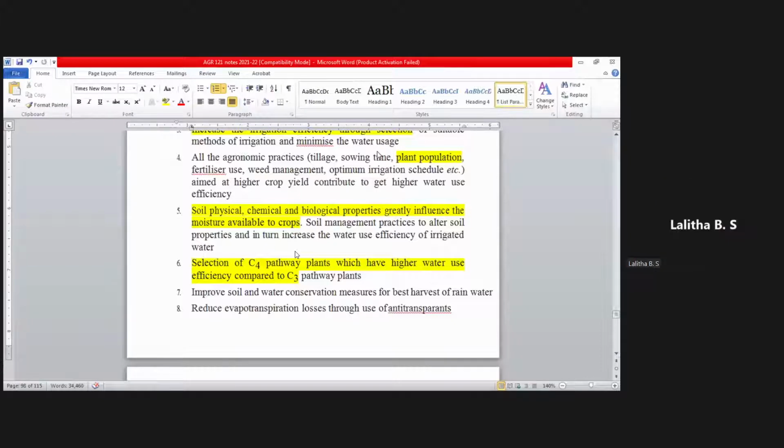So C3 pathway, again, the output efficiency is more in C4. You cannot compare rice with maize. Maize is going to give more yield. So that's why the output will be more. The conversion efficiency is also more in C4 when compared to C3.